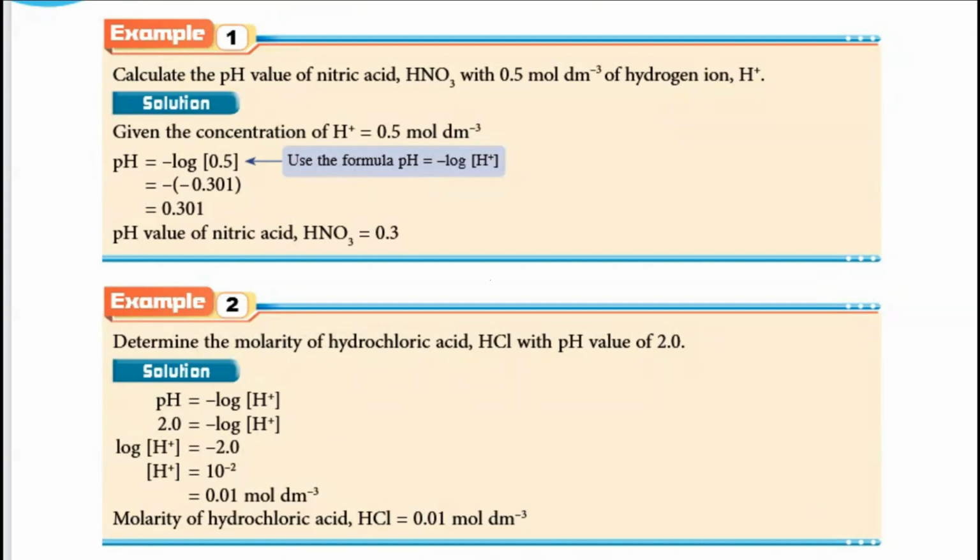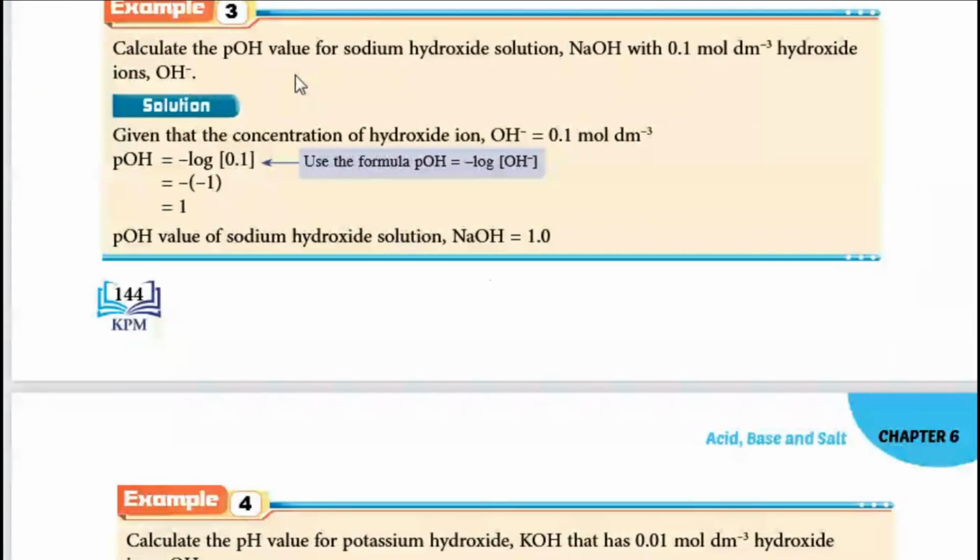per dm cube. Okay, calculate pOH value for sodium hydroxide solution with 0.1 molar hydroxide ions. So goes the same thing. You take the molarity, fit it in the formula, because now we're going to calculate pOH, right? So pOH is equivalent to the negative log of the concentration of hydroxide. So you just fit in, press your calculator, then you get your pOH value is 1. You can record it as 1 decimal place. Remember, pOH you record as 1 decimal place of 1.0.